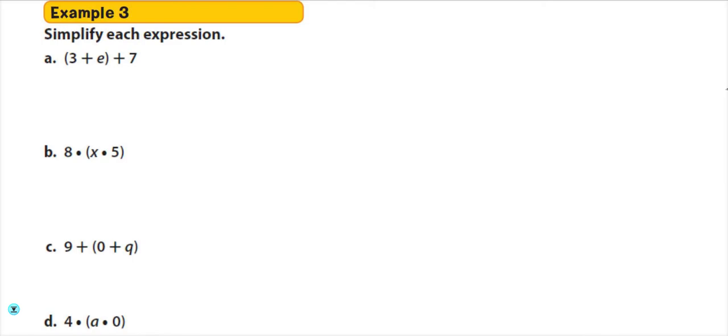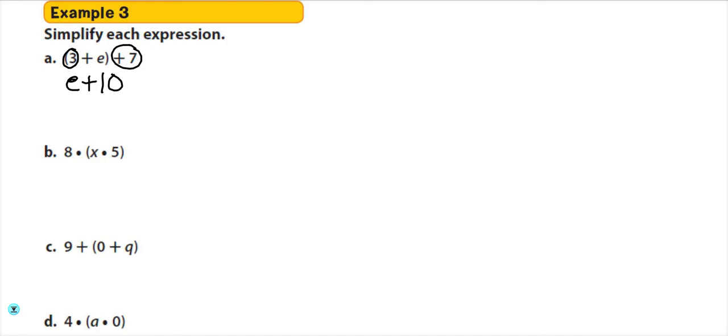So the variable is the one that always goes first. So we're going to have e, and then I have 3 and 7, which makes 10. And that's it. Okay, there's nothing fancy to it. There's no extra steps or anything like that. You can't solve it. You're simplifying it. Solving is when you have an equal sign. Okay? All right, let's take a look at letter B.